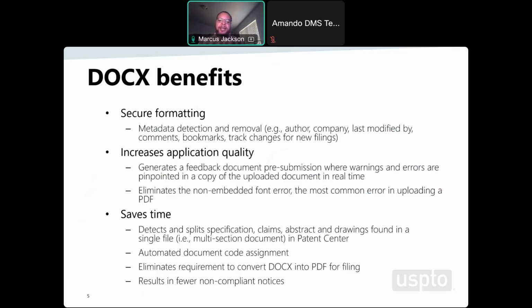Filing in DocX saves time. Patent Center is able to detect and split the specification, claims, and abstract and drawing found in a single file or a multi-section document. So you can add all of your application parts into one DocX document, and Patent Center will split those automatically for you. Patent Center will also automatically assign the document code for those application parts.